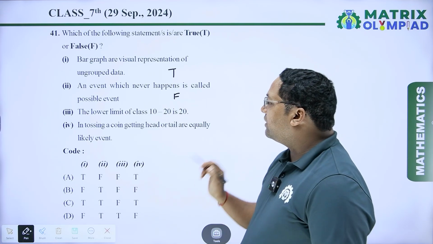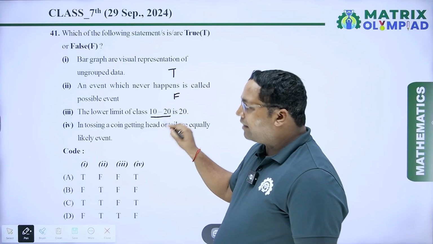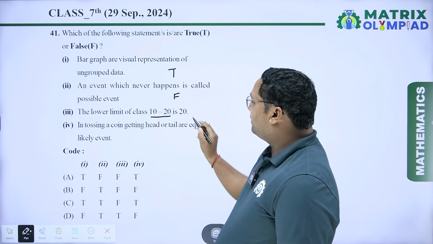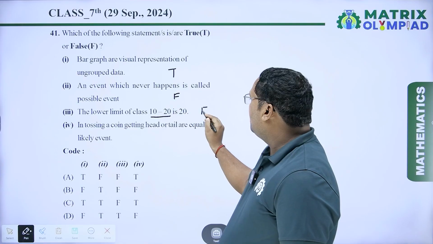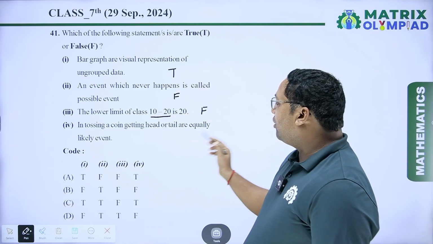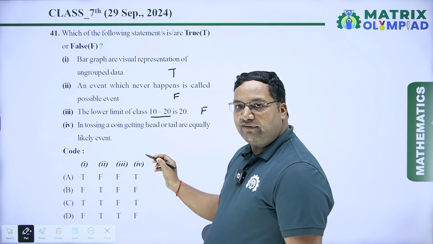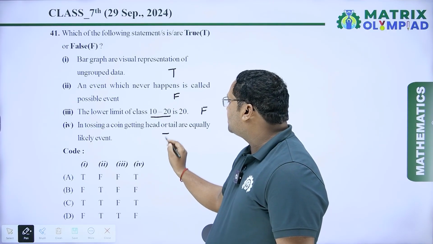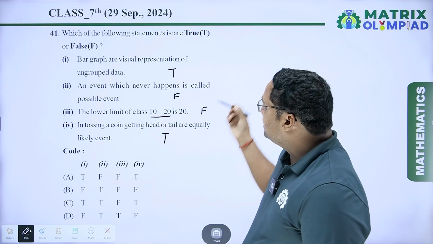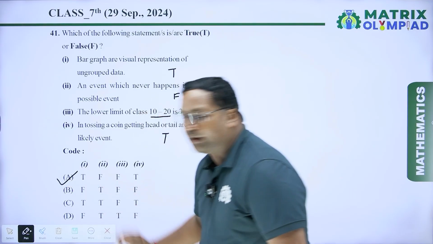The lower limit of the class 10 to 20 is 20. 20 is the higher limit. The lower limit is 10, but it is given as 20. So it is also a false statement. Next, in tossing a coin, getting head or tail are equally likely events. So it is true. So the option is TFFT. So here it is option number A.